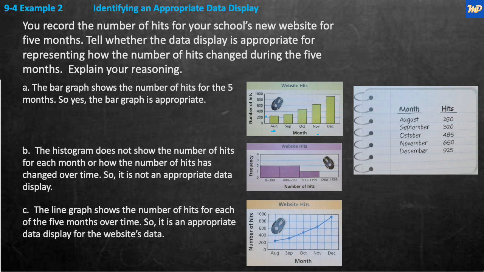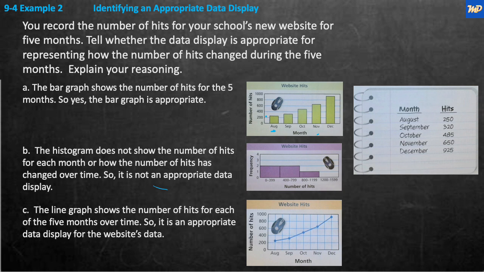A histogram does not show the number of hits for each month, or how the number of hits has changed over time. It is not appropriate as a data display. If you look at the histogram, it says 0 to 399, 400 to 799, 800 to 1199, and 1200 to 1599. It's telling you the number of hits in total, but it doesn't tell you when they happened. All of these hits from 0 to 399 could have happened in October. We don't know when they happened.